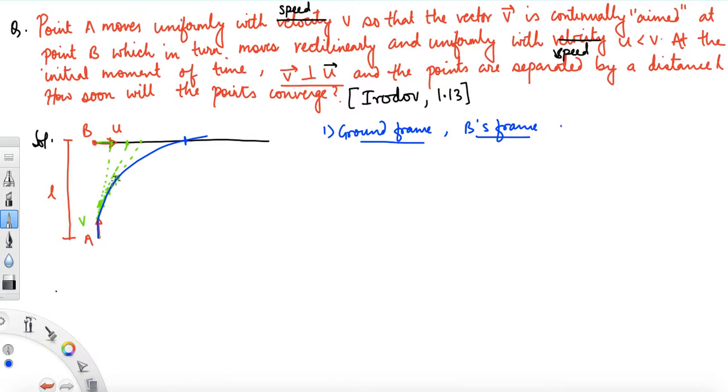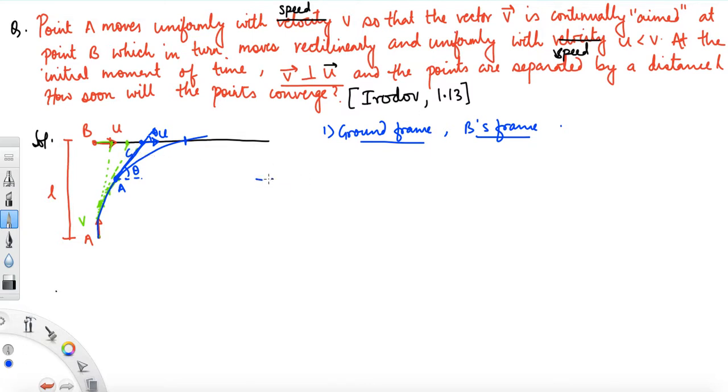Let's see. So let's say that A is here at any instant of time, and of course B is going to be here. So this is the distance between A and B at this instant of time t. At this point of time, the velocity of B is u, and let's say this angle is theta. So this angle is also going to be theta. So let's say this distance is c at an instant of time.